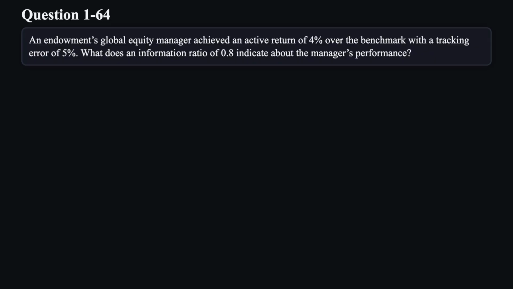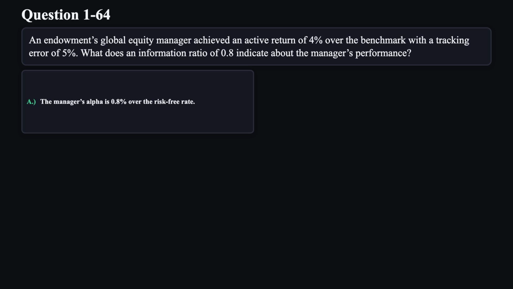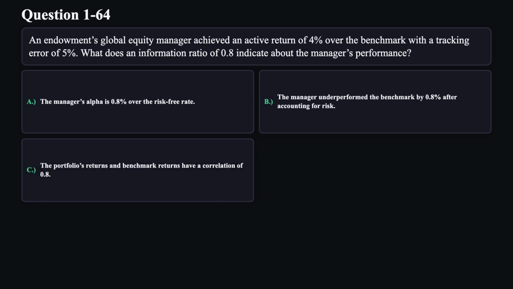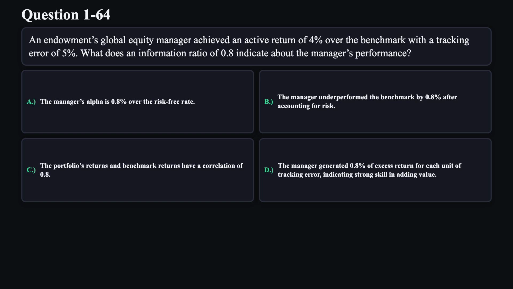Question 64. An endowment's global equity manager achieved an active return of 4% over the benchmark with a tracking error of 5%. What does an information ratio of 0.8 indicate about the manager's performance? A. The manager's alpha is 0.8% over the risk-free rate. B. The manager underperformed the benchmark by 0.8% after accounting for risk. C. The portfolio's returns and benchmark returns have a correlation of 0.8. D. The manager generated 0.8% of excess return for each unit of tracking error, indicating strong skill in adding value.